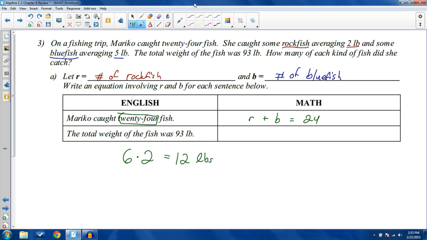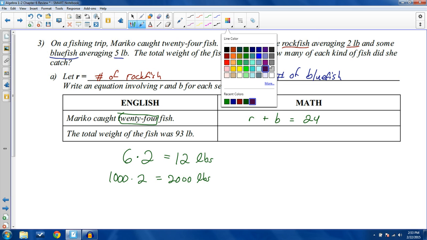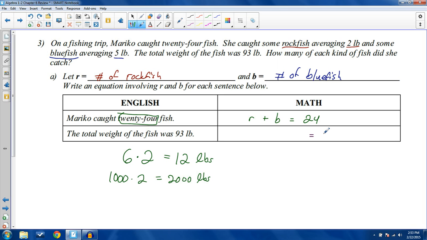Remember, this unit is the lbs. By the way, lb stands for pounds. I don't know where the L comes from. If it was 1,000 rockfish times 2 pounds per rockfish, that will give you 2,000 pounds. So when you're trying to get something to equal weight, like this equals 93, this is in pounds. We need this to be pounds plus pounds. So we need to weigh the rockfish in terms of pounds.